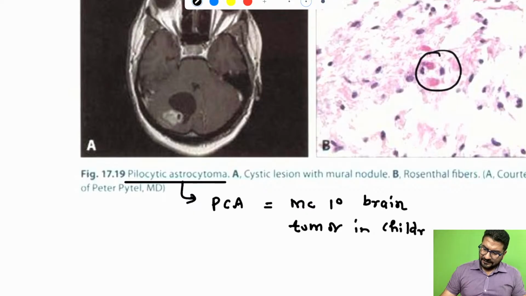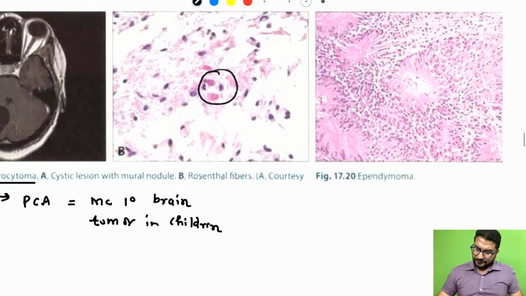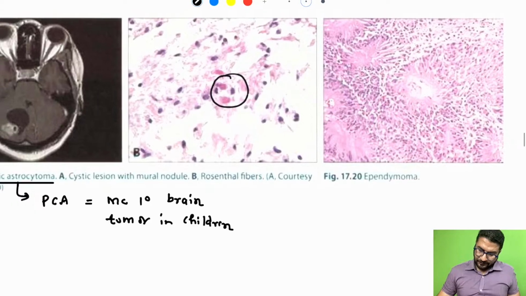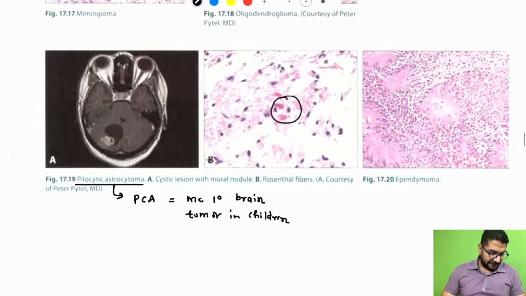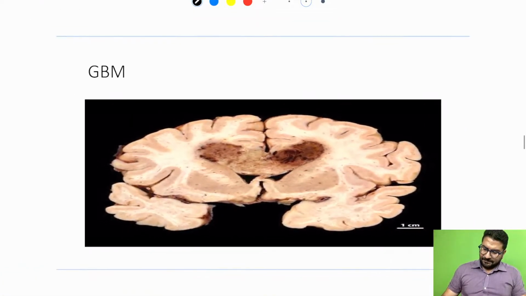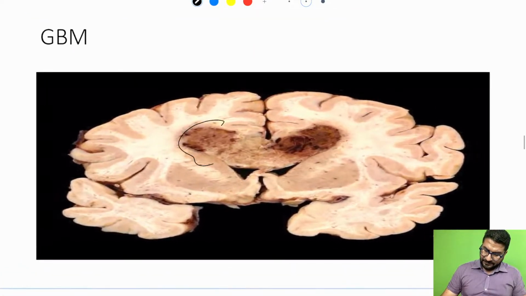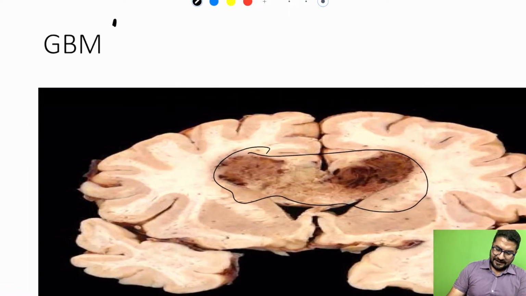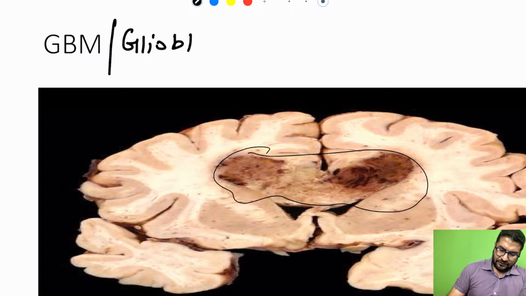In PCA, what will you find in biopsy? You will find these red color fibers. We call them Rosenthal fibers. So this is called a butterfly tumor. Butterfly tumor means you can notice the tumor will spread from one hemisphere to another hemisphere. We call this glioblastoma multiforme.